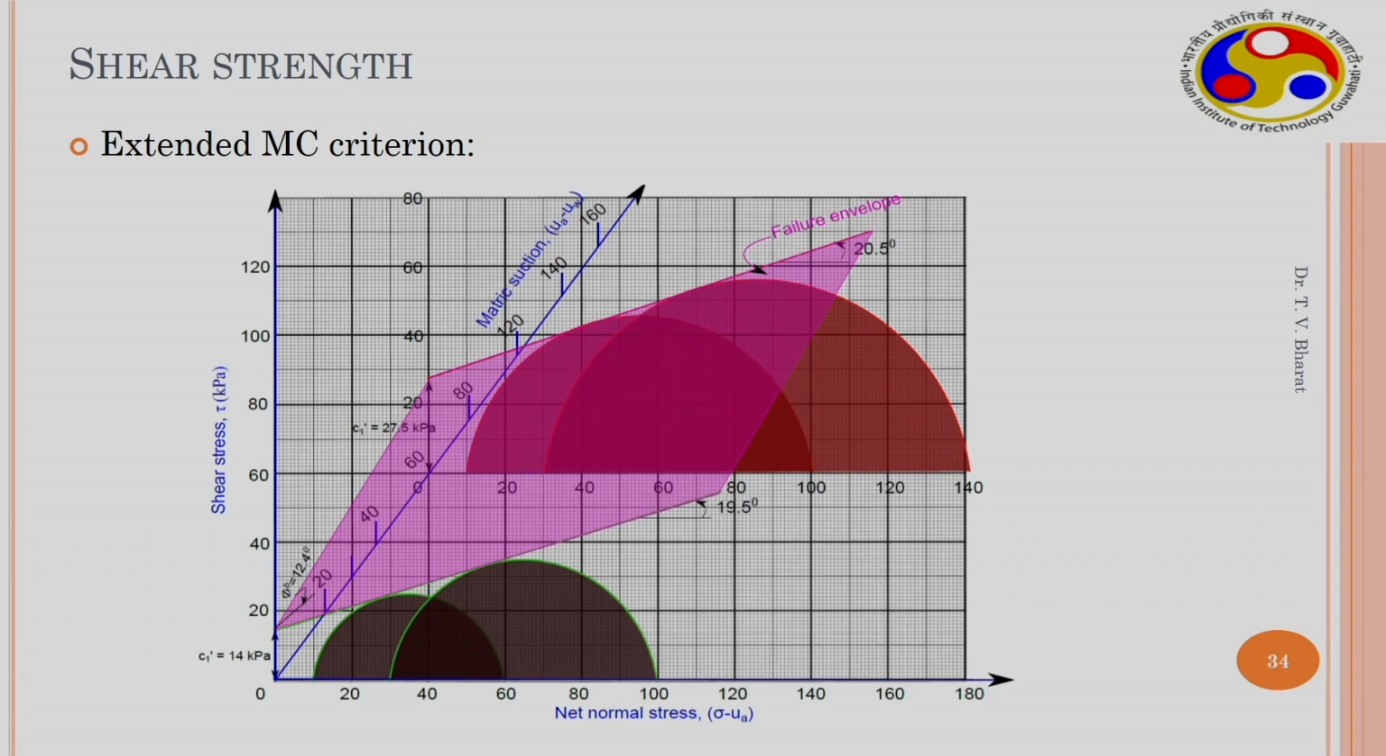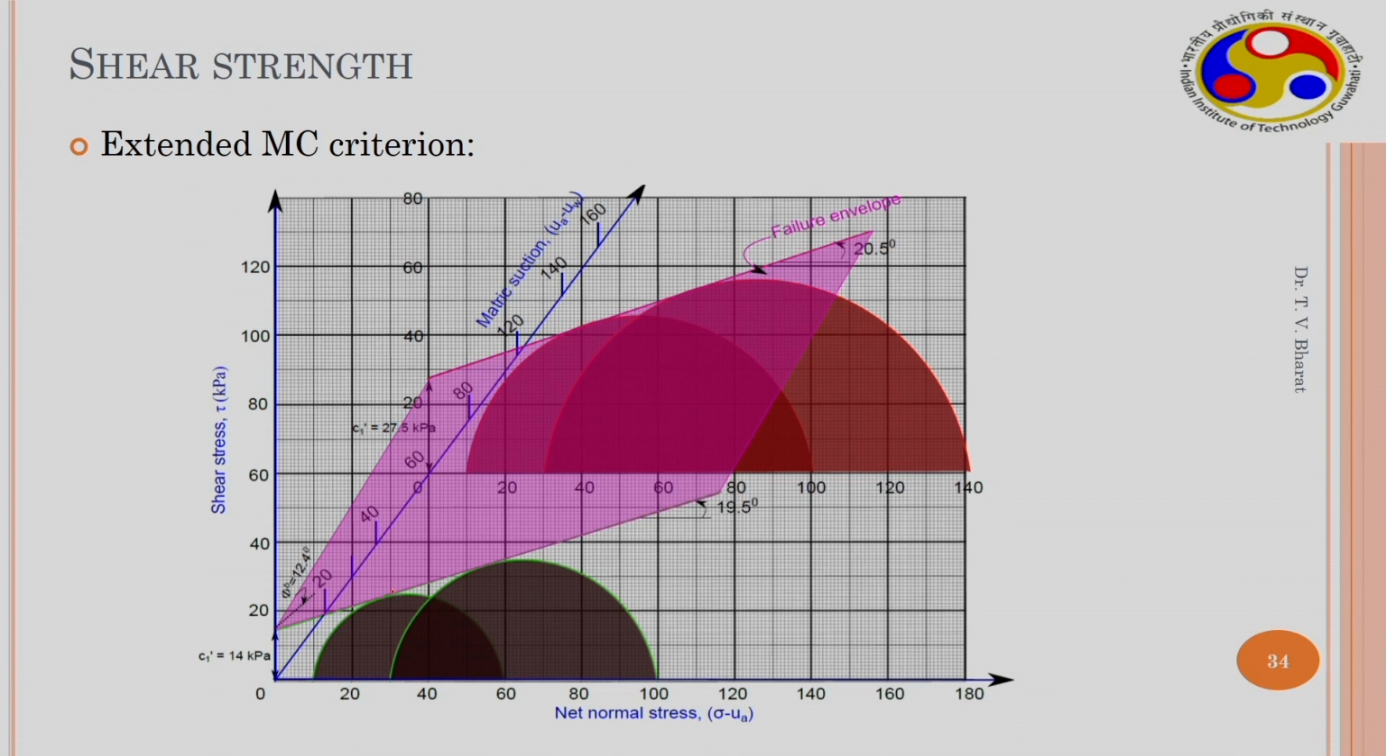Now, knowing these three estimated parameters, you can draw the failure surface. The extended Mohr-Coulomb criterion gives a surface. This is the surface. The pink colored one is the failure surface.